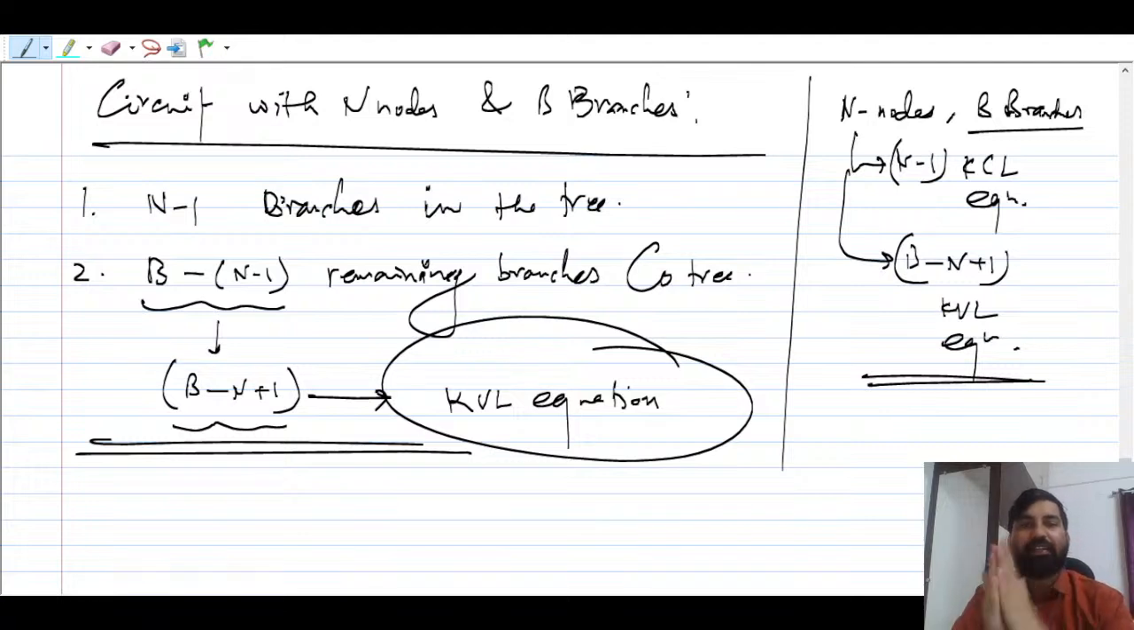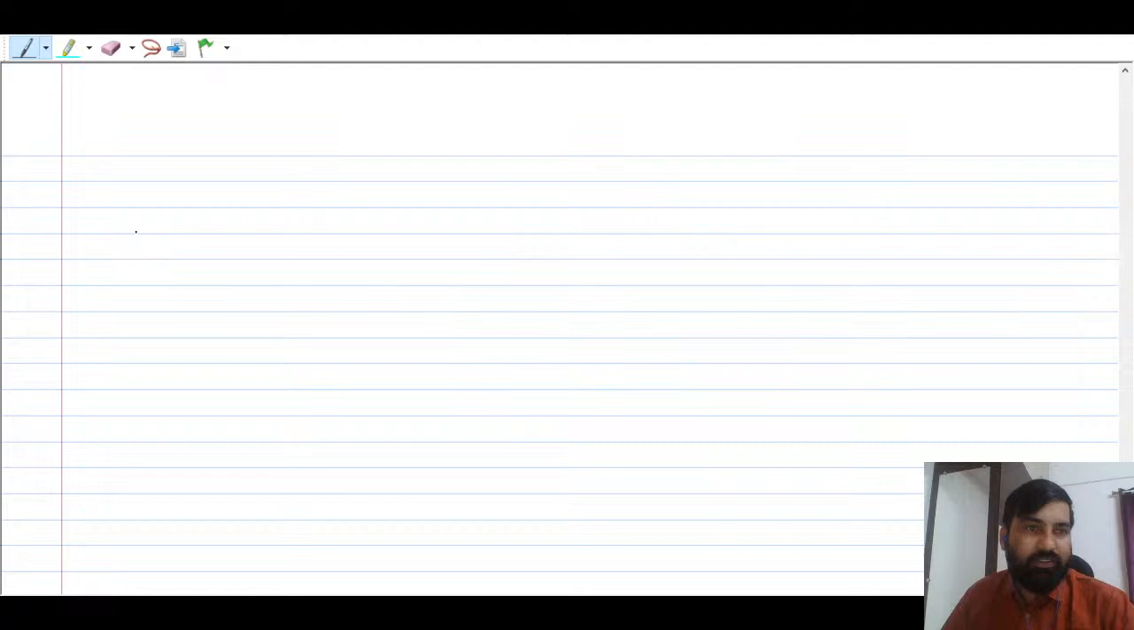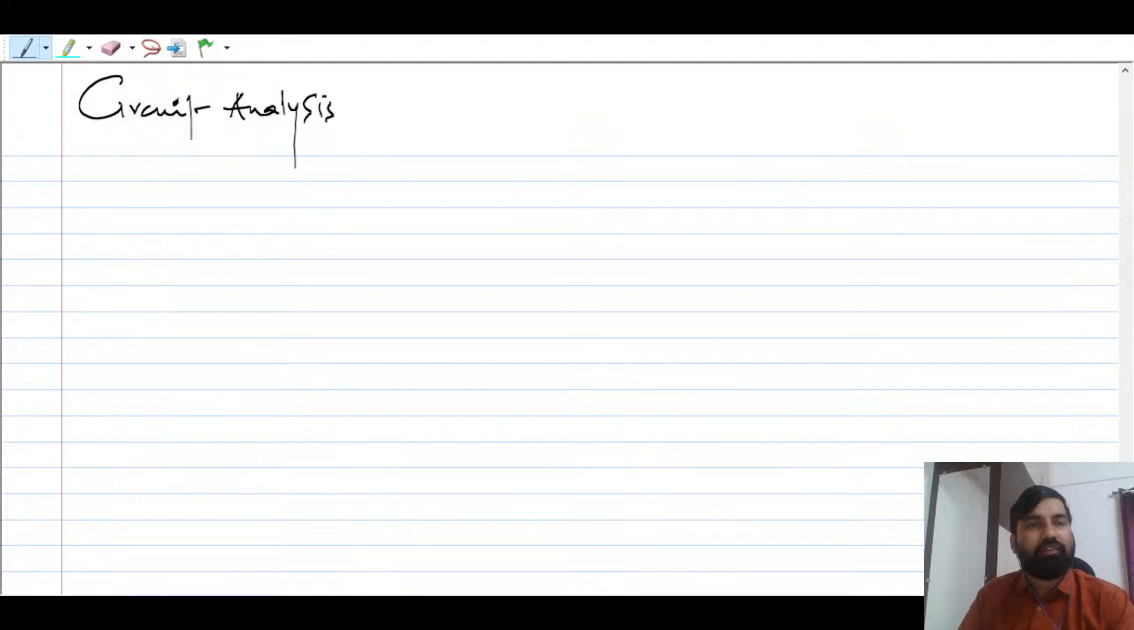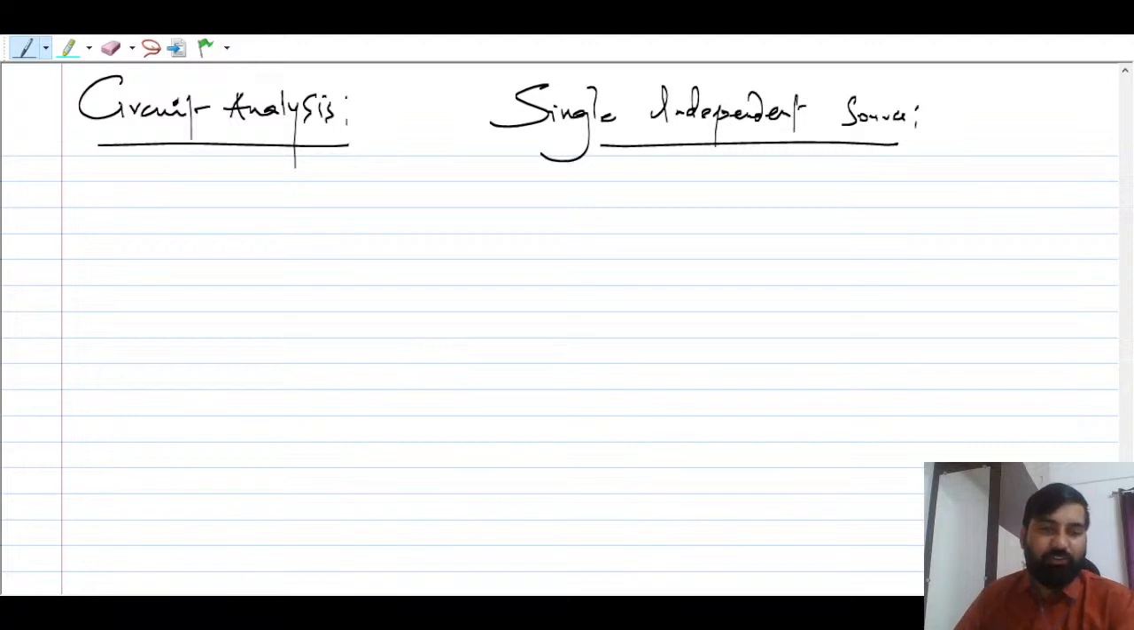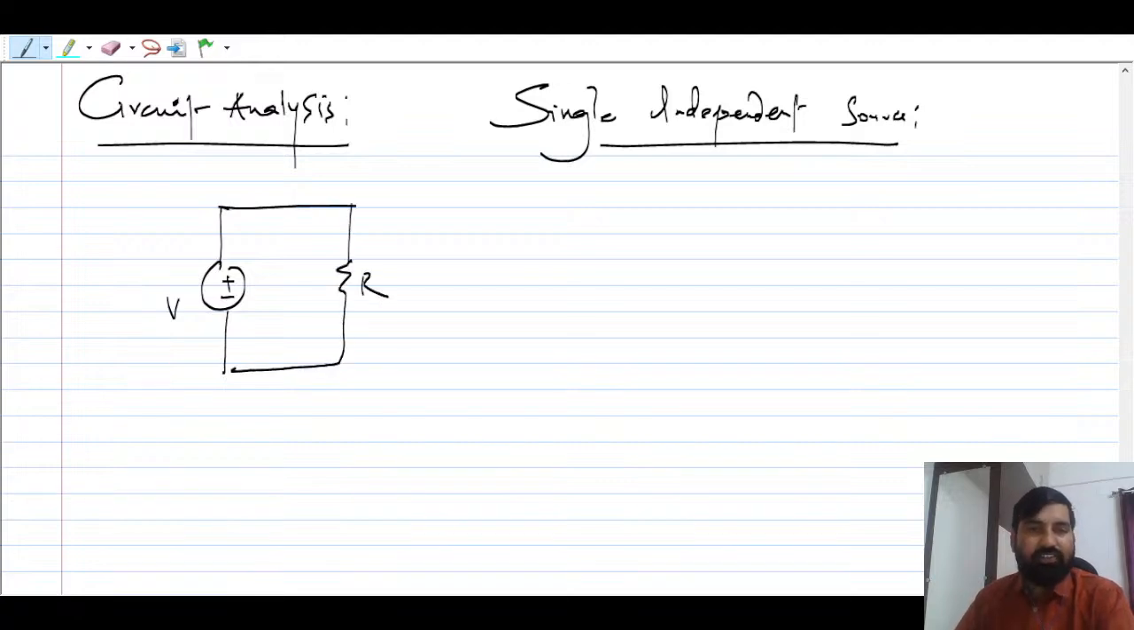Let me take a very simple circuit and try to solve it. Suppose we have a single independent source in the circuit. I'm going to start the circuit analysis with a single independent source. Suppose the question gives a single independent source and connects a resistance. This is a voltage source V, and there is a resistance R1.